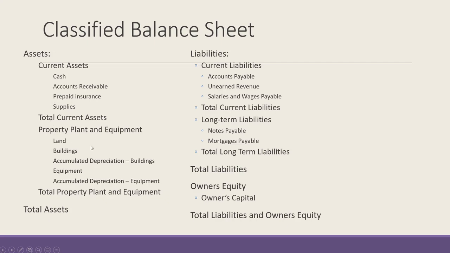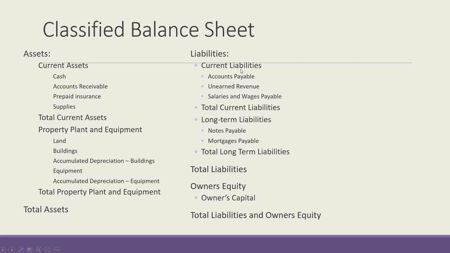We've seen this slide in past videos where we have the basic format of our classified balance sheet. We have our assets here on the left. We have it broken down into categories of current assets, which include things like cash, accounts receivable, prepaid insurance, and supplies. We're going to want that total current assets. Then our next category was the new one we discussed that depreciation brought about, which is property, plant, and equipment, where we have things like land and buildings, the accumulated depreciation account that goes along with our building, equipment, and the accumulated depreciation account that goes along with our equipment. And then we get to our total property, plant, and equipment, and eventually our total assets.